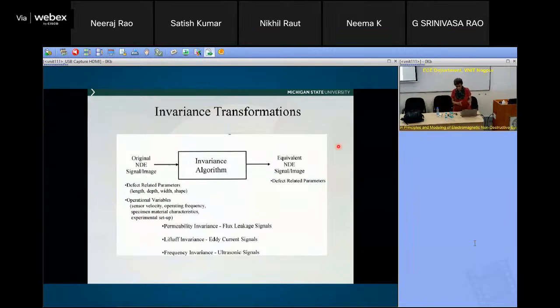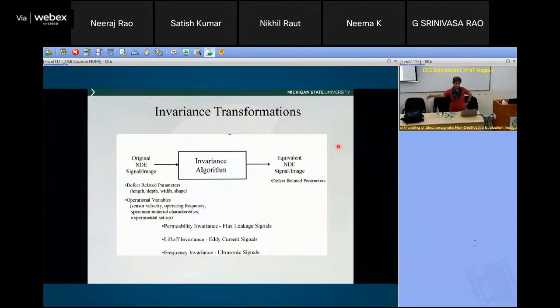Okay, so this whole talk was on different areas of research in NDE. Invariance transformation is another area. It's a signal processing algorithm. We saw that a signal changes due to the defect parameters, or it can change due to liftoff variations. The same defect, if I measure it at liftoff 1, produces a signal. If I increase the liftoff, it's going to produce another signal.